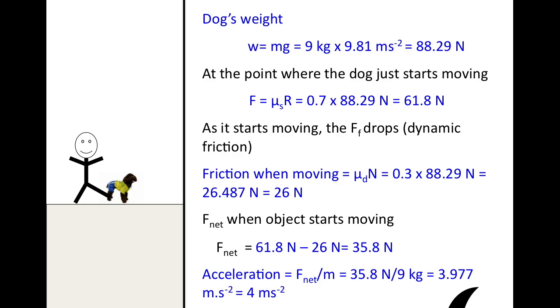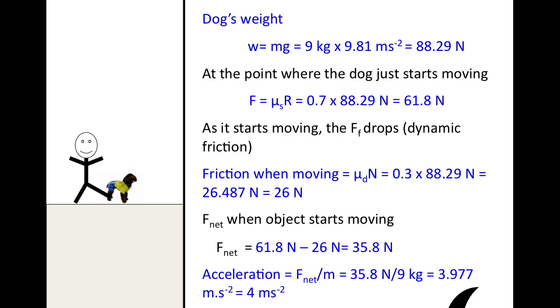So the friction that we're trying to find now, when the dog is moving, is mu sub d times N or R. And so what we have is 0.3 times 88.29 newtons, giving us a total of 26.487 newtons, or rounded off to 26 newtons. The net force when the object starts moving is going to be the two forces subtracted from each other. So we have 61.8 newtons minus 26 newtons, which gives us a net force of 35.8 newtons pushing to the right.